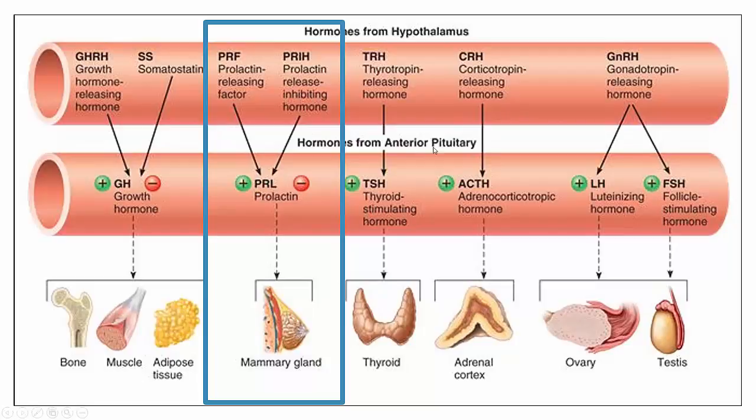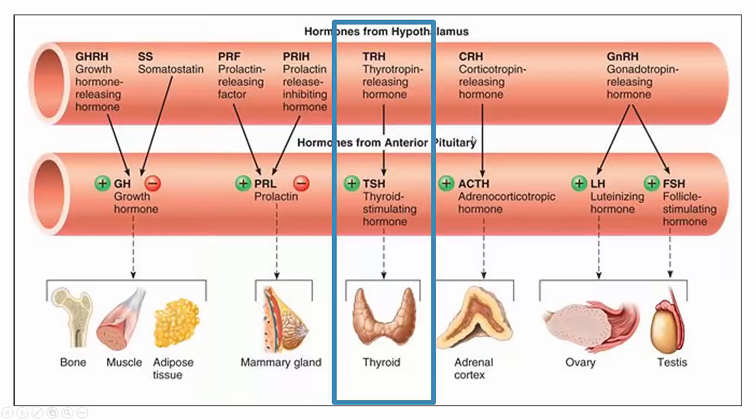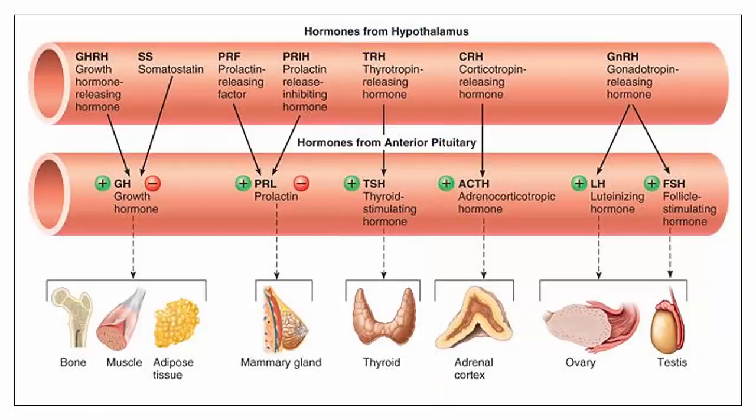And then the third one to point out right now is thyrotropin releasing hormone, TRH, which is from the hypothalamus and stimulates the release of TSH, thyroid stimulating hormone, from the anterior pituitary, and that, of course, affects the thyroid. The cells that secrete TSH are the thyrotropes. And we're going to look at this a little bit closer.